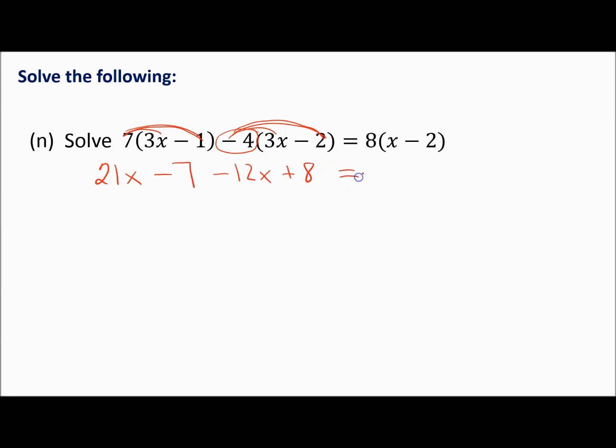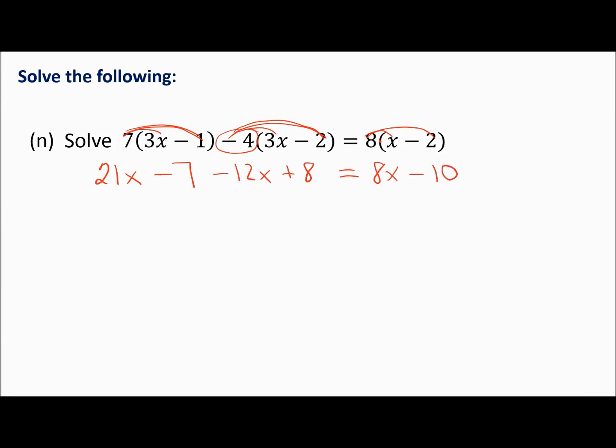Now, on the other side of the equal sign, on the right side, I've got to do the same thing because, again, this is multiplication, and I cannot combine x and minus 2 together because I don't know what x is. X is a variable. They're not like terms. So I have to use the distributive property. 8 times x is 8x, and 8 times negative 2 is minus 16.